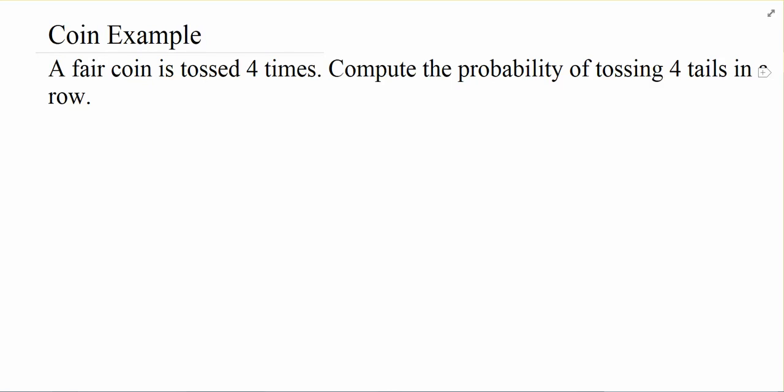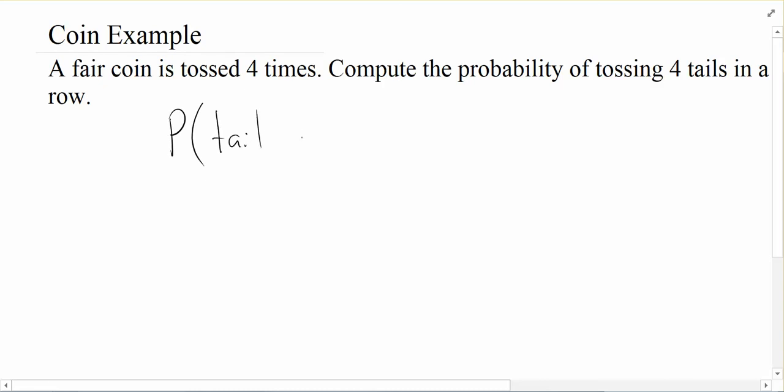As another example of an AND, I want to show you one that's not necessarily written with the word AND in it, but it's really what's meant. So this one says a fair coin is tossed 4 times. Compute the probability of tossing 4 tails in a row. So it's not written with an AND in it, but we can identify that it's an AND because this is basically saying what's the probability of a tail and a tail and a tail and a tail.